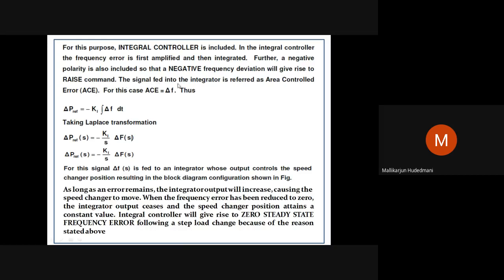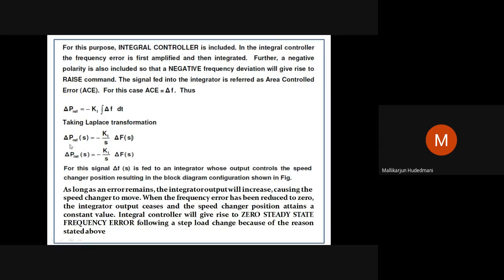Later, the signal fed to the integrator is referred to as ACE, area control error. In a magnified view, when I have it connected to a single area, multi-area, ACE is the terminology we refer to. Meantime, the integral controller gets the feedback, and that will amplify, integrate the error and raise or lower the speed set point of the governor. Then P reference is the minus gain of the integral block and the integration of the error. So this is the function done by the particular integral controller.